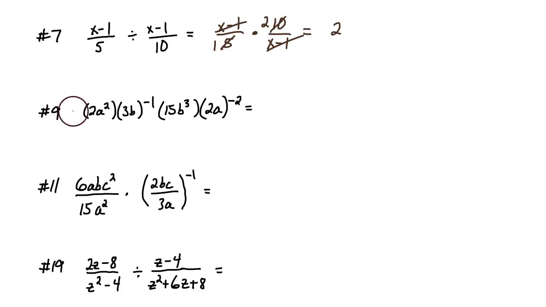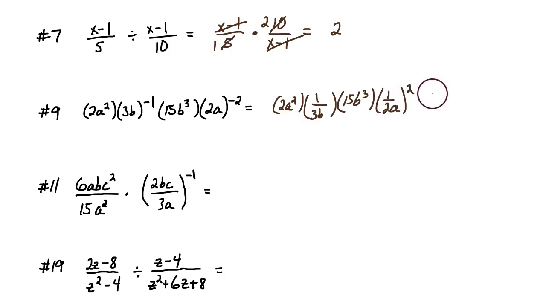In number 9, we have a whole bunch of things being multiplied together, but some of them have negative exponents. Let's do the negative exponent first. So this first thing, we'll just leave it alone, 2a squared. But then this part here that has the negative exponent, let's take the reciprocal, 1 over 3b. This part here we'll leave the same. And then this part here on the end that has the negative exponent, let's do the reciprocal, 1 over 2a raised to the second power.